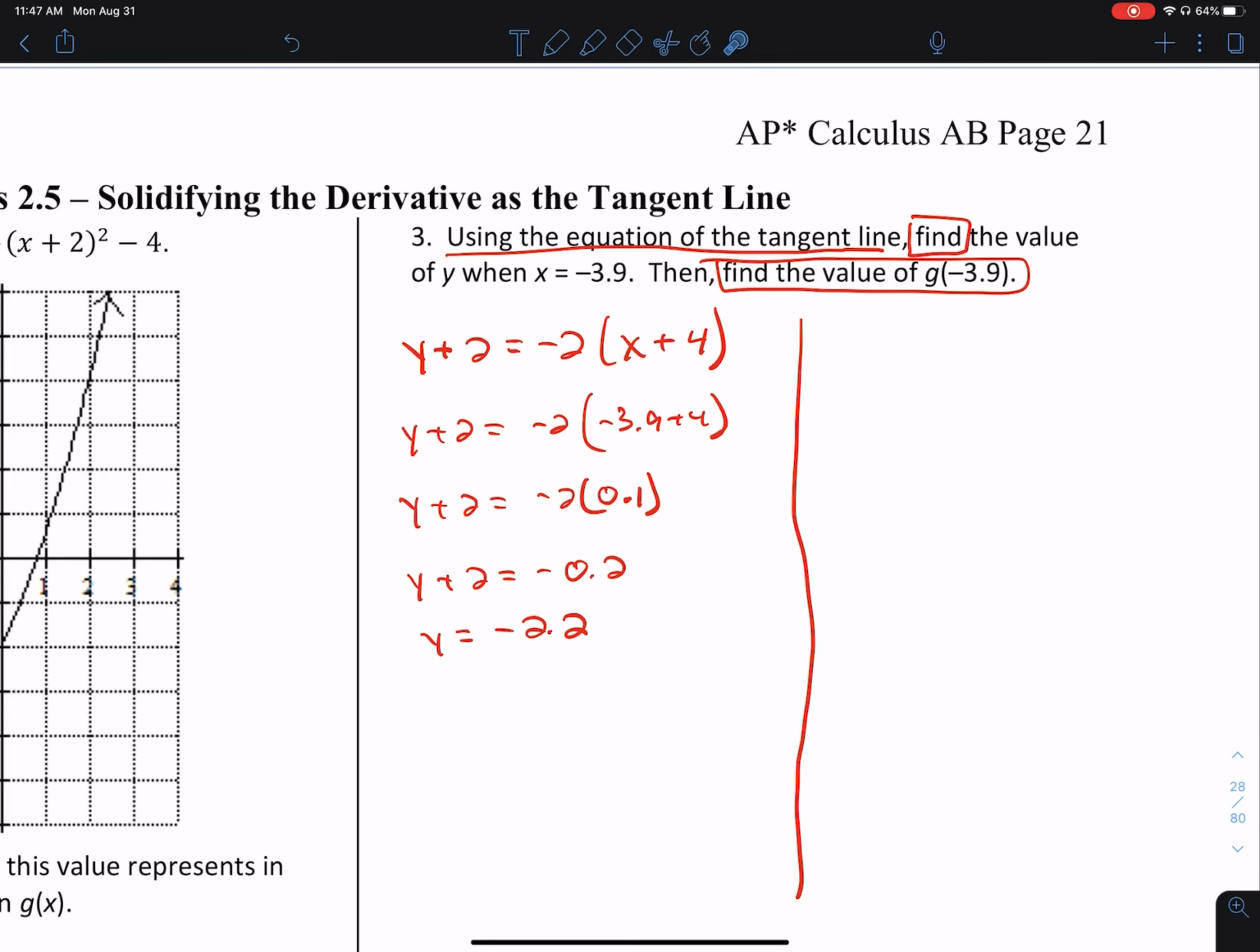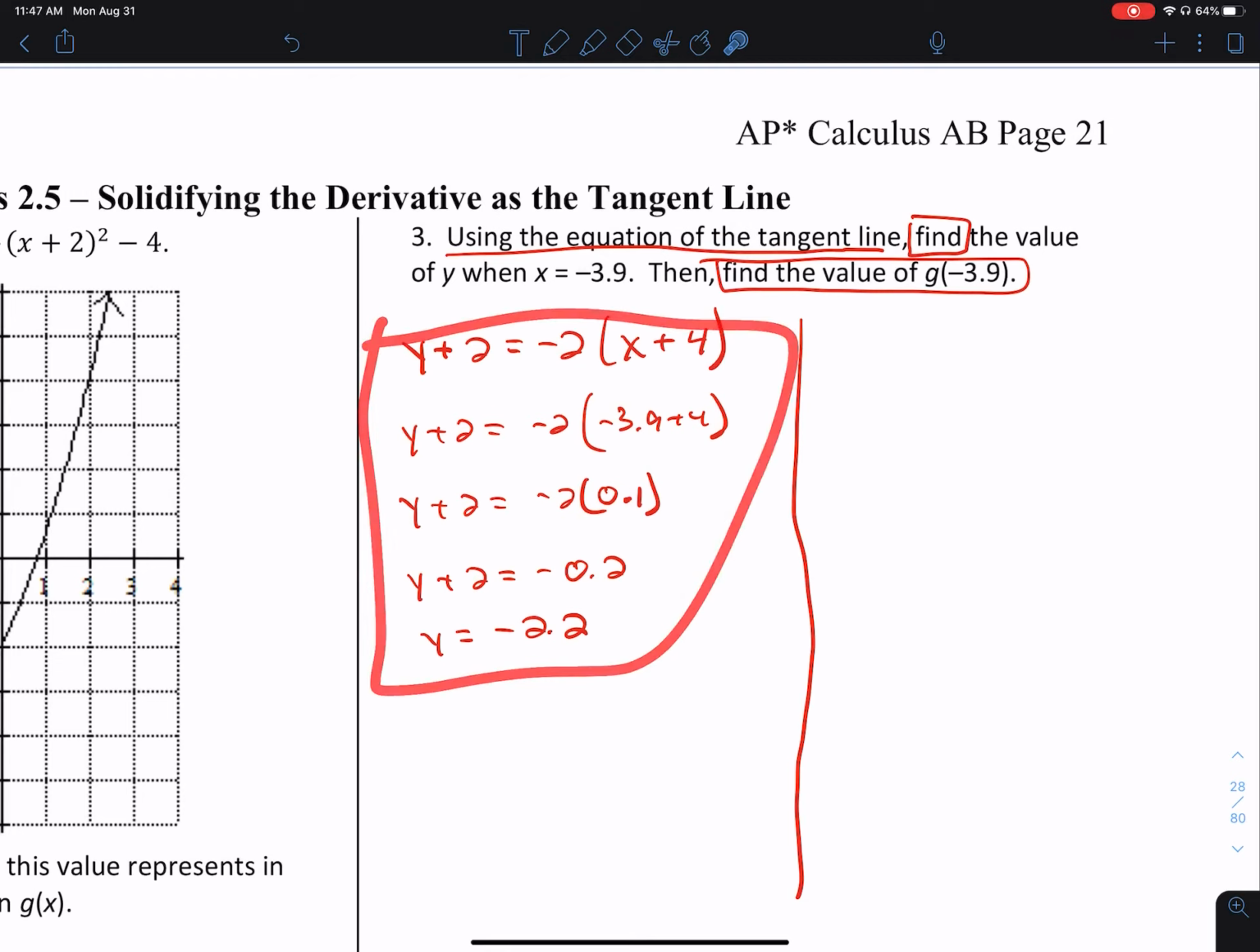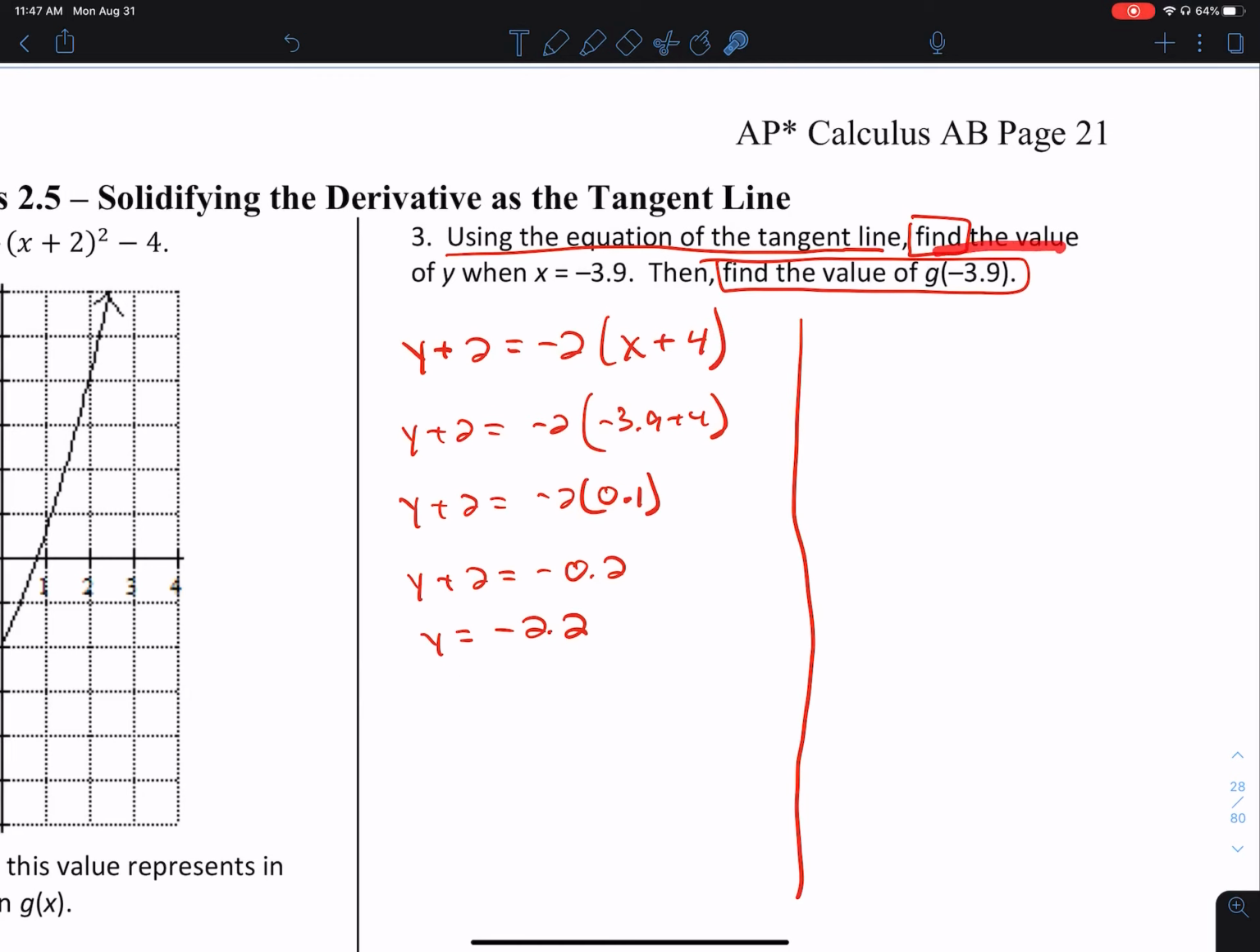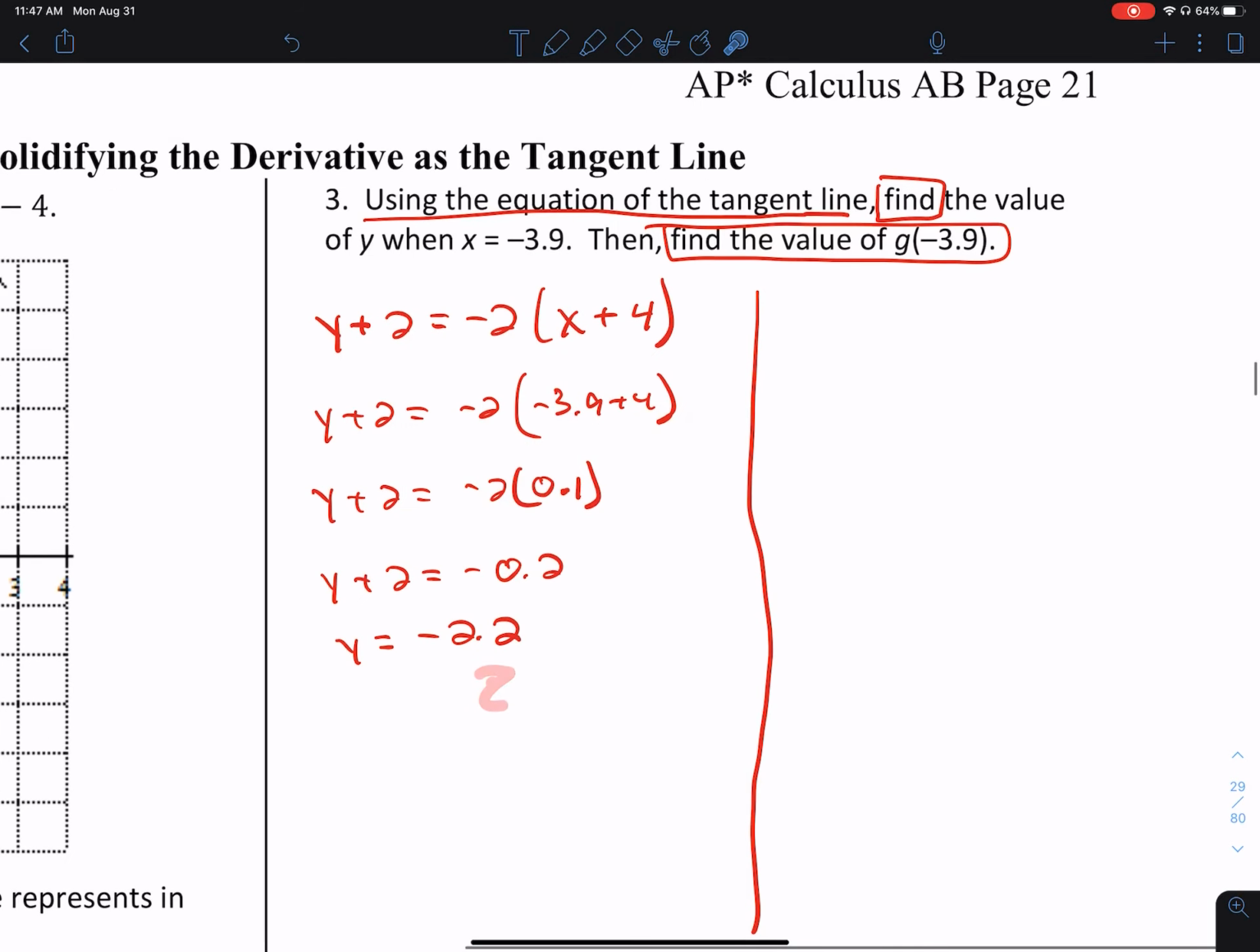Keep in mind, this here is all an approximation. It says find the value of y when x is negative 3.9. This is an approximation of what the actual value would be on the function.